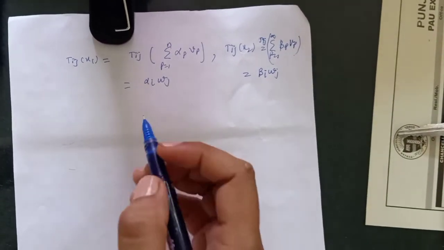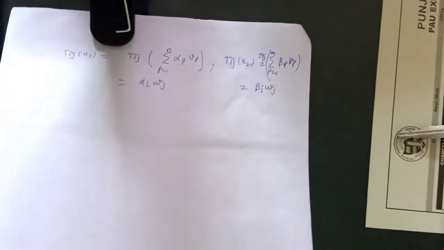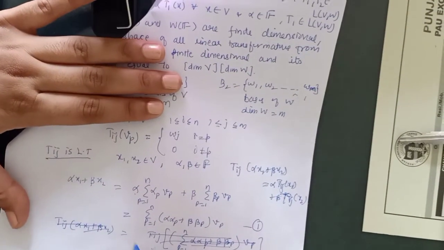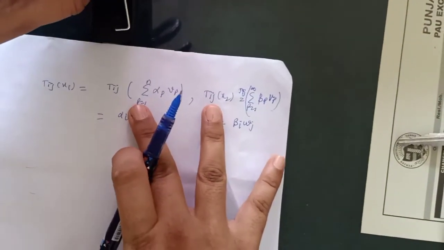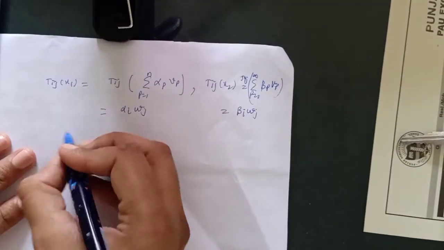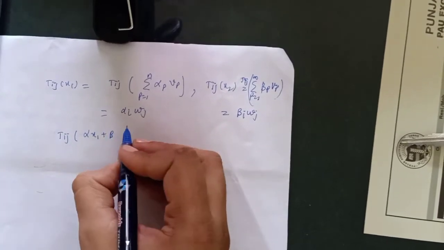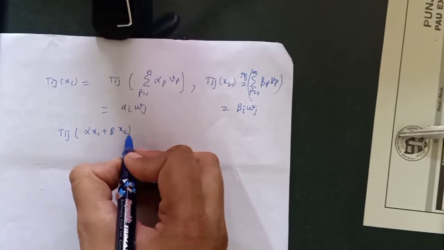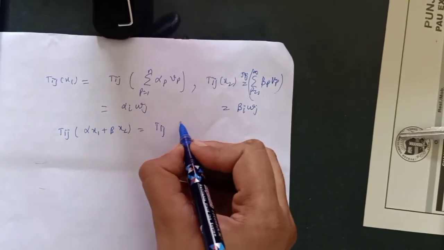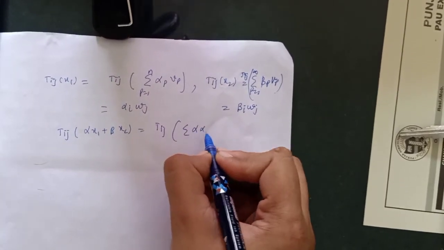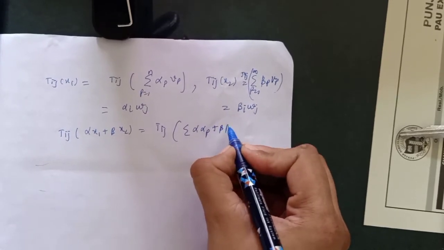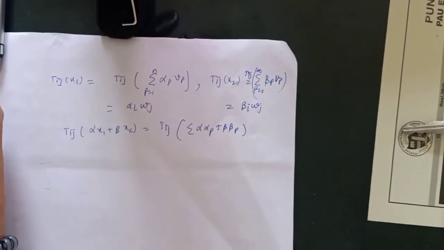Alright, so let us now take Tij of this term, of this equation number 1, on both the sides. So let us see what it will be. It will be Tij of (alpha x1 plus beta x2) is equal to Tij of summation (alpha alpha p plus beta beta p) vp.